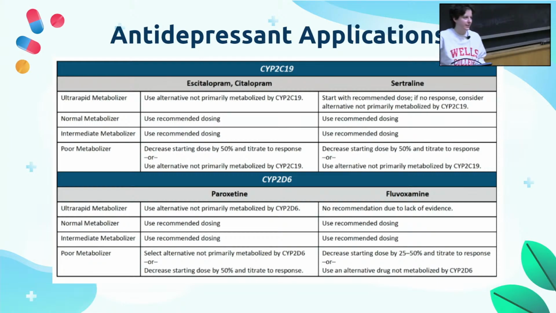Okay, so basically you would tell them that in their best interest, they should not start on paroxetine. You could give them something that's metabolized by 2C19, such as escitalopram. You could also use some other ones.